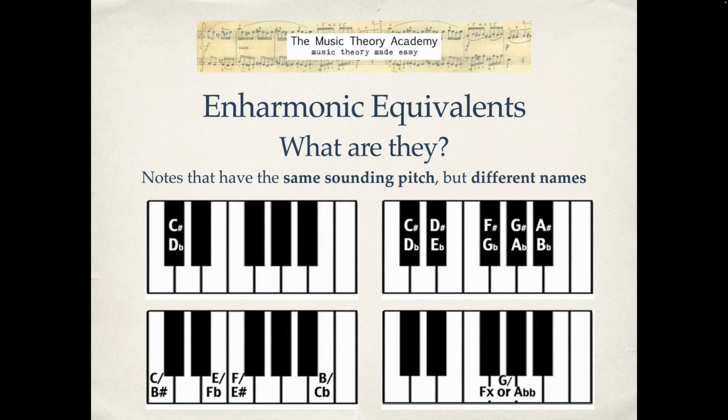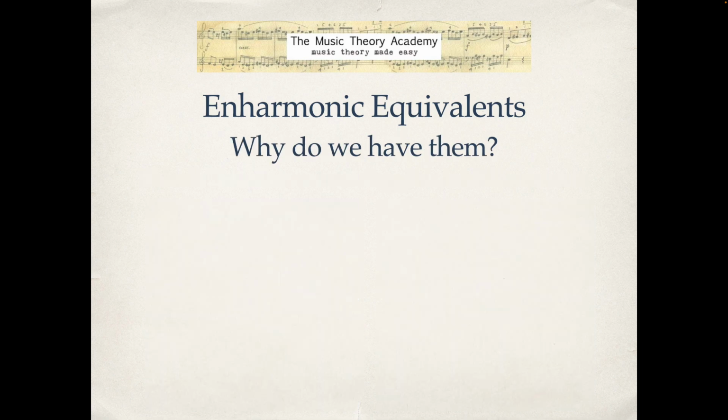Now at this point, you must be thinking, okay, hold it, this is crazy. Why on earth are we making it so complex? Is this just a music theory thing that is just designed to make it boring and difficult? No, let me explain. Why do we have enharmonic equivalents?